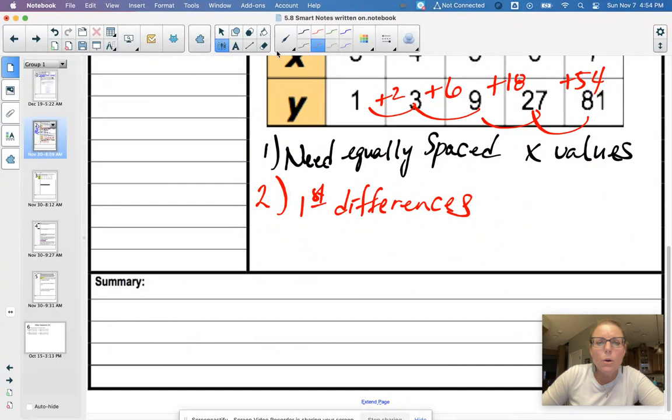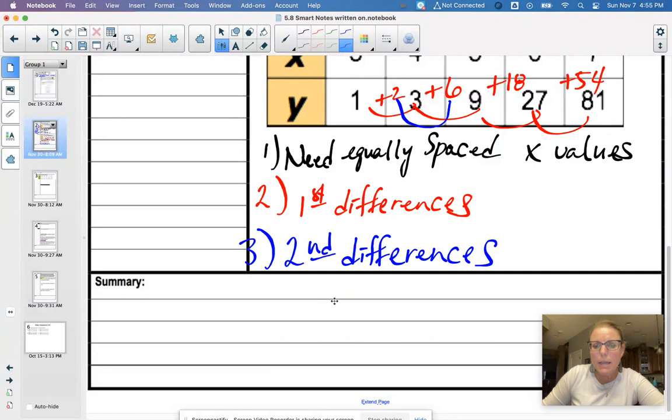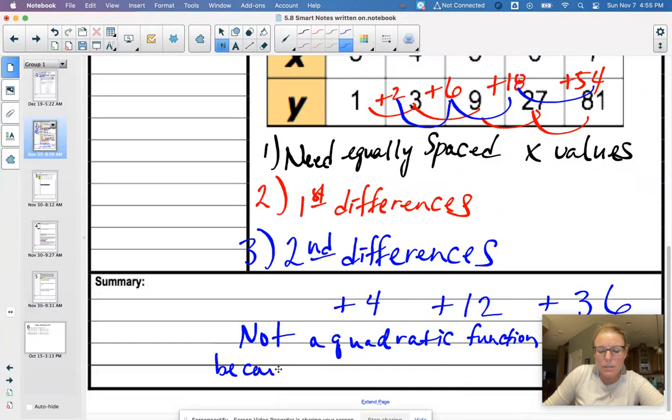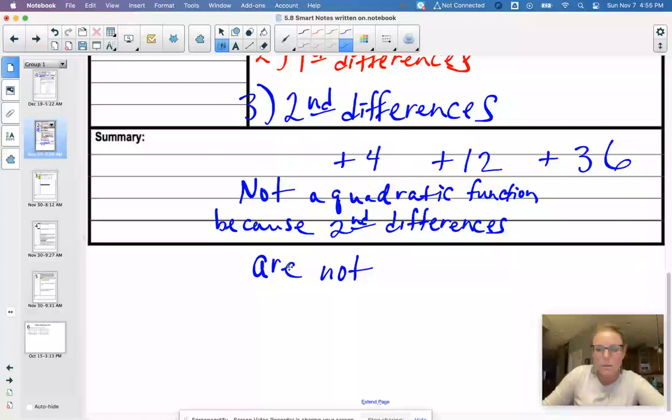And now we have to look at the second differences. Remember, the second differences have to be constant. So when we go from 2 to 6, that's going up by 4, 6 to 18 is going up by 12, and 18 to 54 is going up by 36. So this is not a quadratic function because second differences are not constant.